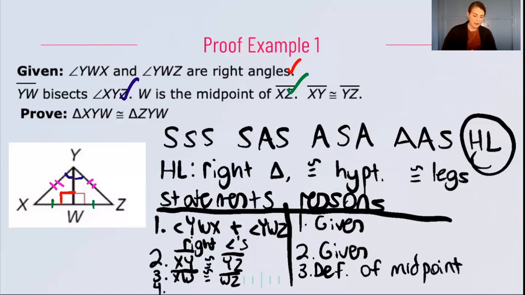Finally, I'm going to name that these two triangles are congruent to each other. And the reason I was able to do that was because of hypotenuse leg.